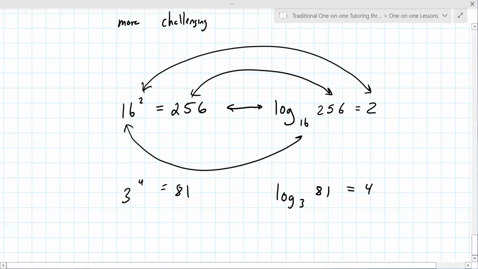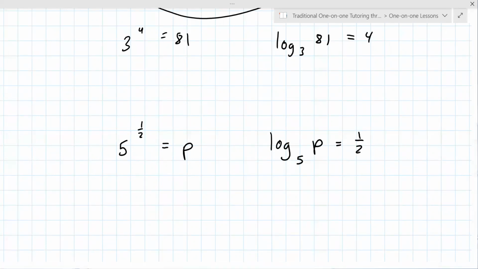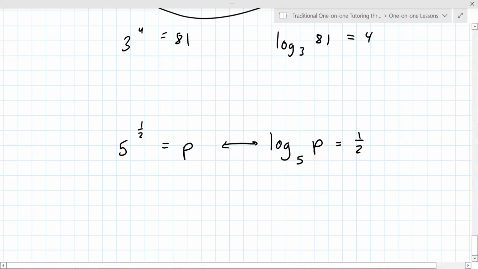All right, do you have this example down? Yeah. Okay, so let's do another one here. Let's say it's 5 to the 1/2 power equals p. It's the log base what in this problem? So it'd be log base 5 of p equals 1/2. Perfect. Now you will be solving, but you're not solving yet. We're just rewriting, going back and forth between forms.